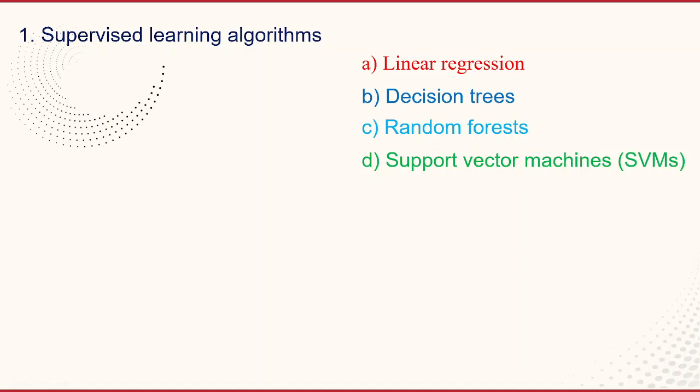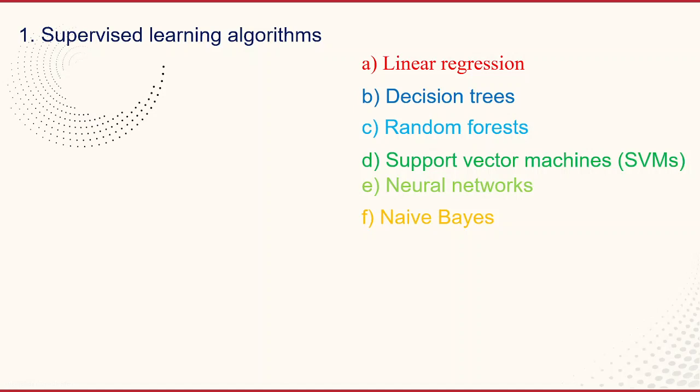Next one is neural networks. This algorithm is modeled after the structure and function of the human brain and consists of layers of interconnected nodes that process information. It is often used for both regression and classification tasks and can handle complex data sets with many features. Next is the naive Bayes.